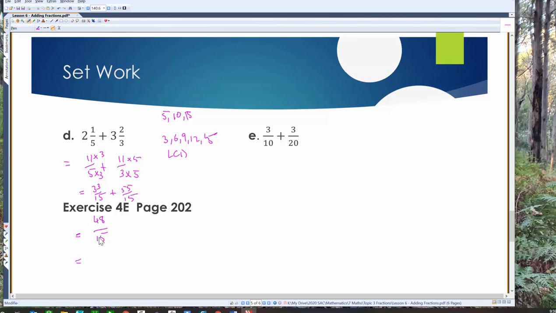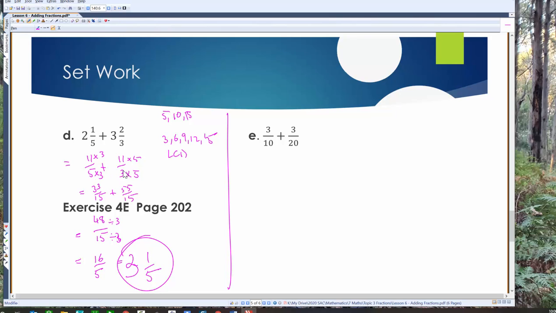Now note that 48 is divisible by 3 and 15 is divisible by 3. So let's simplify this by dividing by 3 on 3. 3 goes into 48 16 times, 3 goes into 15 5 times. Our answer is 16 on 5. An optional move is to convert this to a mixed fraction. It should be 2, no, it'll be 3 and 1/5. That is entirely optional.